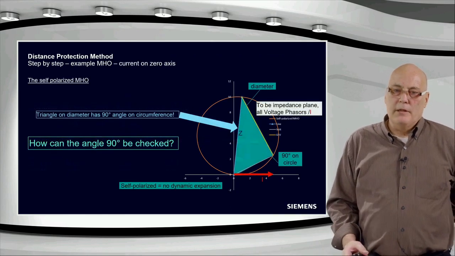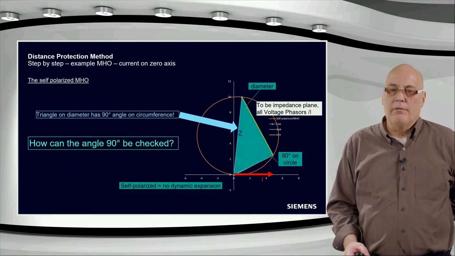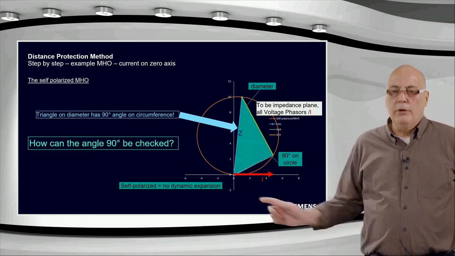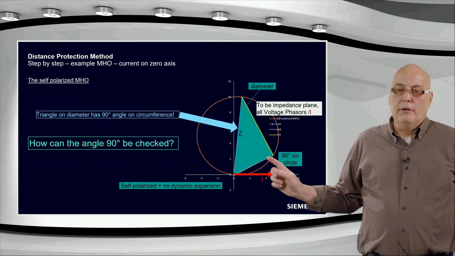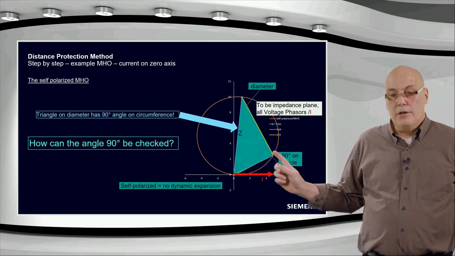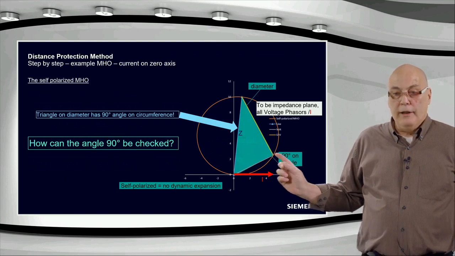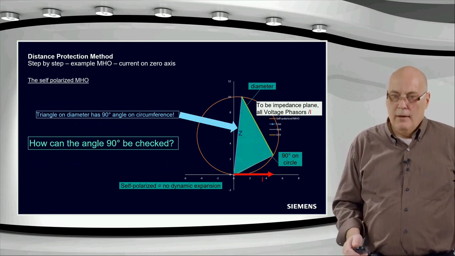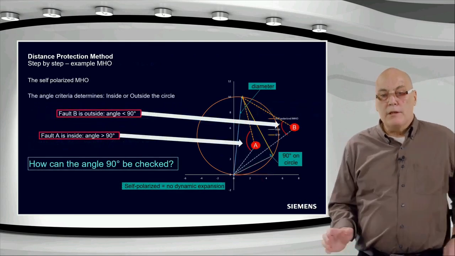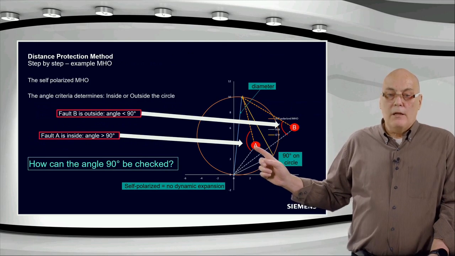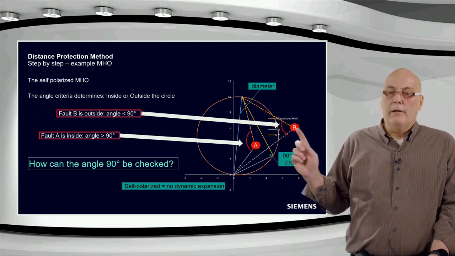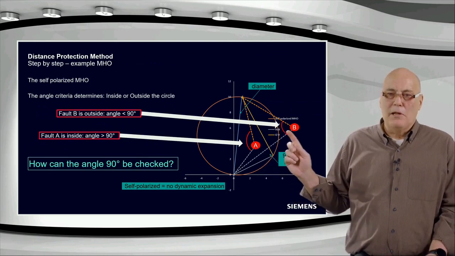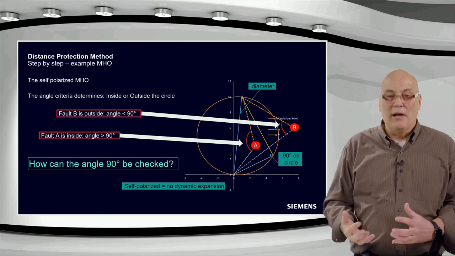So the definition of this triangle is the fundamental definition of the Mho circle. You can see here, the triangle now is defining the Mho circle, and this boundary condition here, 90 degrees. So interesting to see how the characteristic will now work. It's going to simply check this 90 degrees over here, because you can see if the fault is inside, the angle is larger than 90 degrees, and if the fault is outside, the angle will be smaller than 90 degrees.